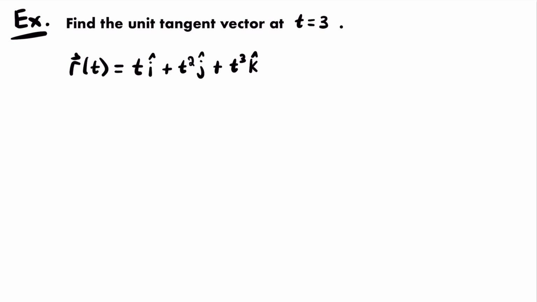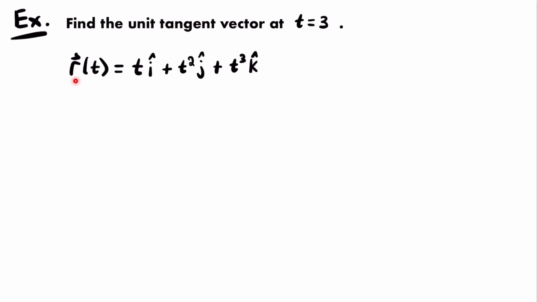For our last example, we want to find the unit tangent vector at t equals 3 for this vector function. And unlike our last example, we have a vector function in 3 dimensions, right? We have 3 components, not just 2. And so there will be a little bit of extra work here because we have an extra component to work with, but the procedure remains the same to find a unit tangent vector.